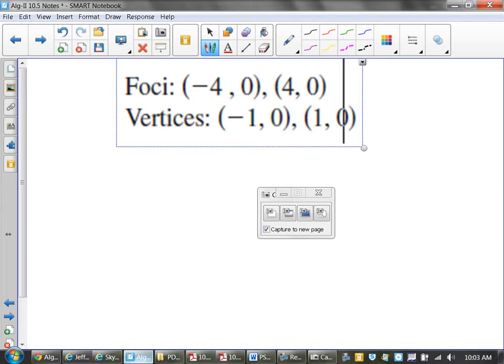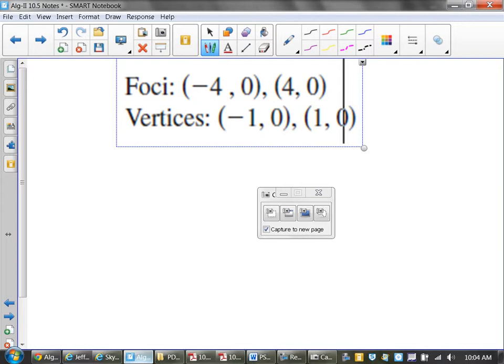Let's talk about having a focus and a vertex, or sometimes you'll have a vertex and a co-vertex, all that fun stuff. There is a name for it, I forgot what it's called, and every year I forget to look it up. So I will look up the name.